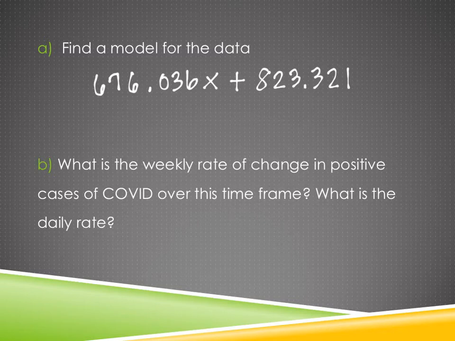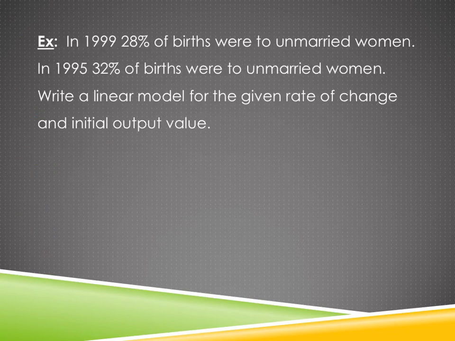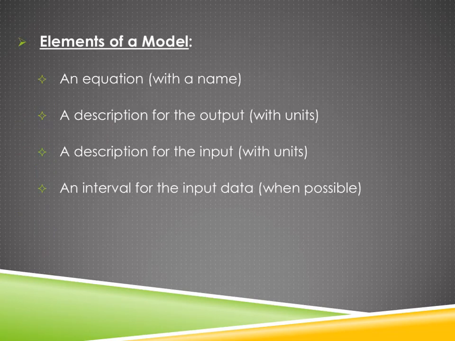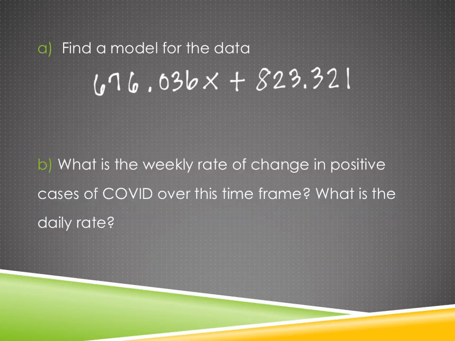Okay. This is a model. Last time, we talked about what constitutes a model. An equation with a name. A description for the output. A description for the input, and an interval for when the input data is relevant. The only thing we've done so far is an equation, right? So we need to fill in the rest of the details to create our model.